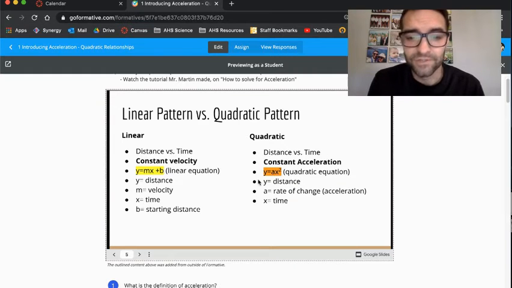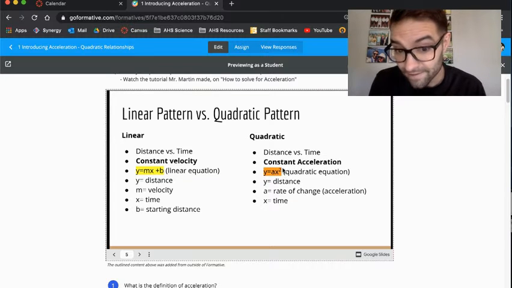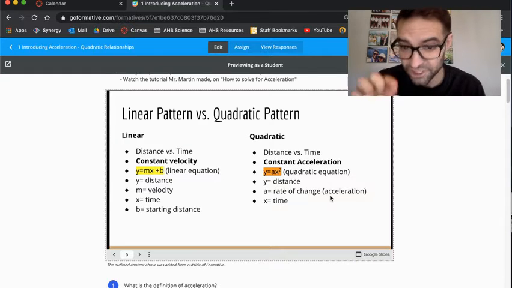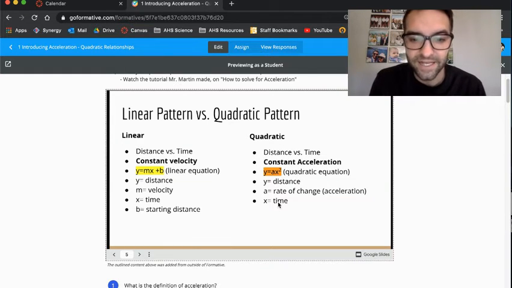Now we're using what's called the quadratic equation. And so that's y equals ax squared. And so y is going to represent distance. A is going to be your rate of change. Also, we'll refer to it as acceleration. How quickly is it accelerating or changing that rate? And x then will be your time.